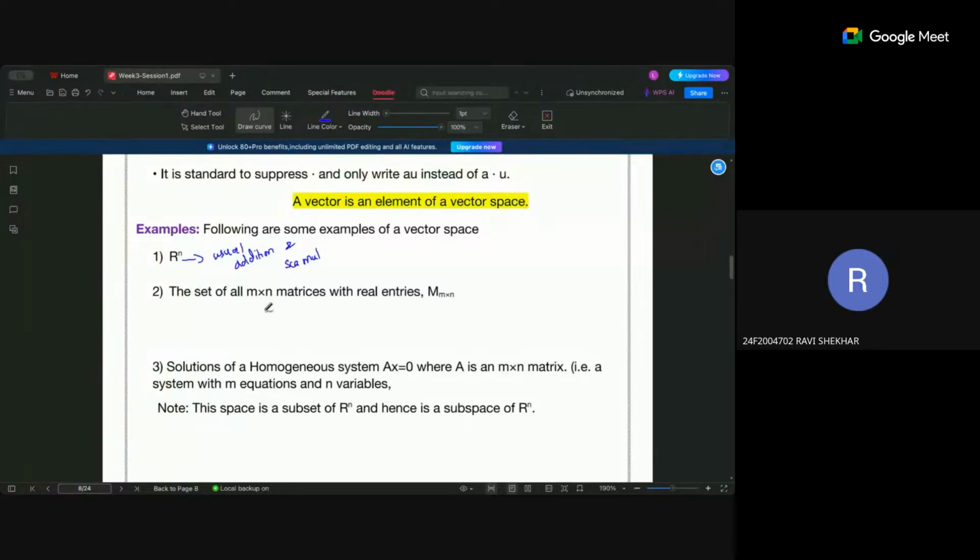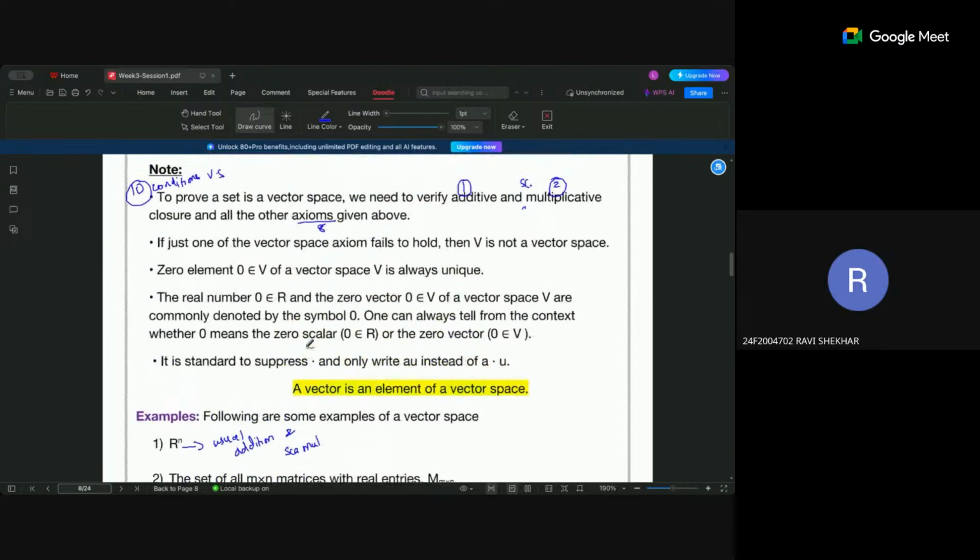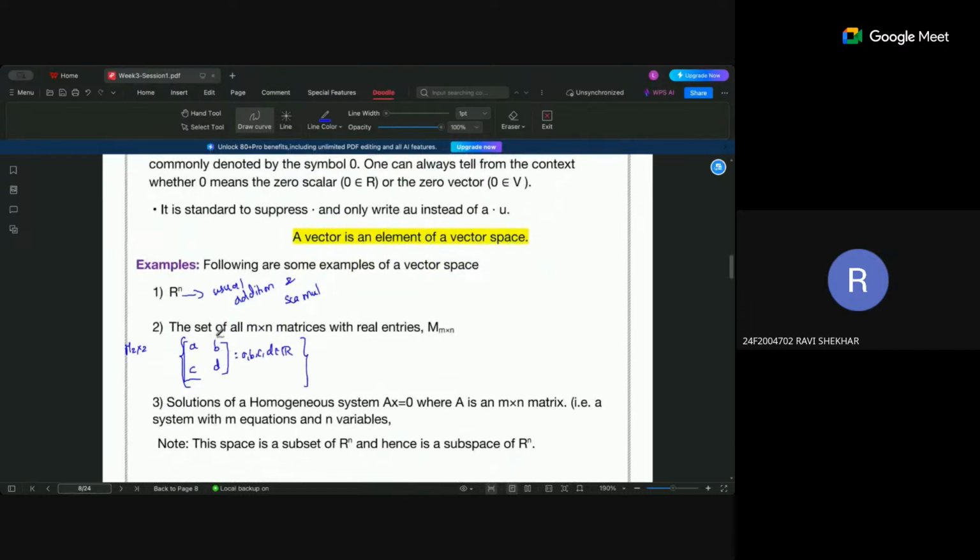Okay. The set of all m by n matrices with real entries forms a vector space. For example, I'll just write it for the 2 by 2 case. So 2 by 2 matrices means the set of all matrices (a, b; c, d), where a, b, c, d are real numbers. You can check that all the 10 conditions are satisfied for this set. Okay, so this is a vector space.